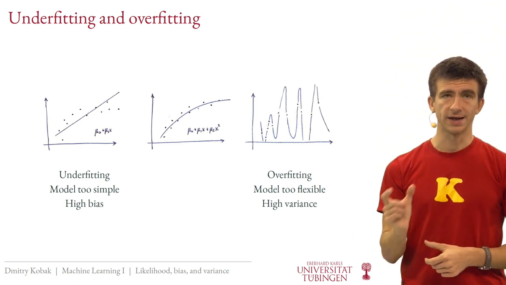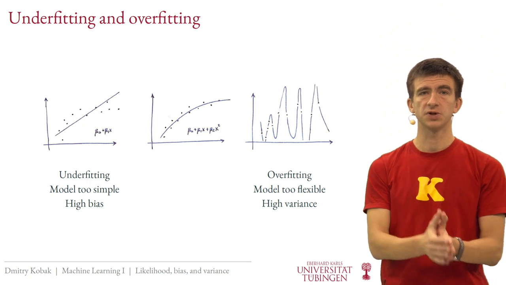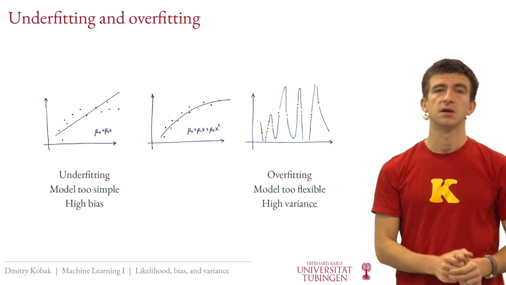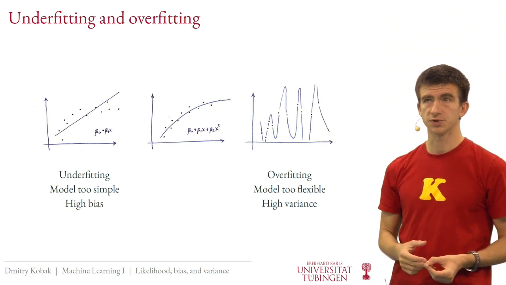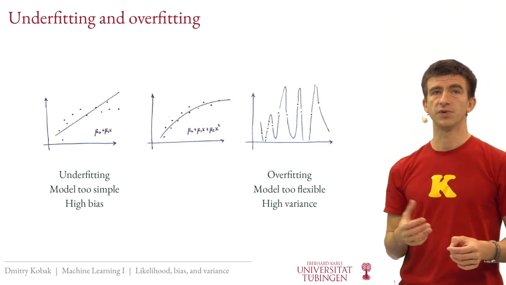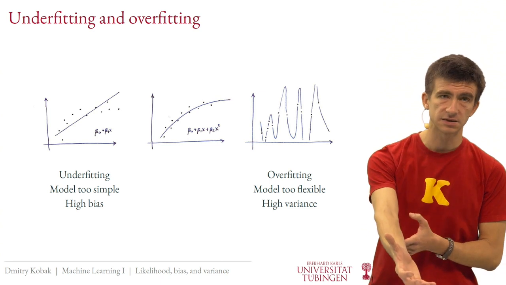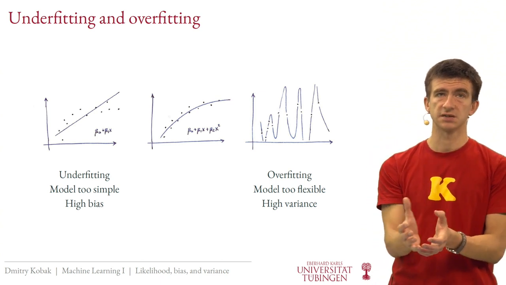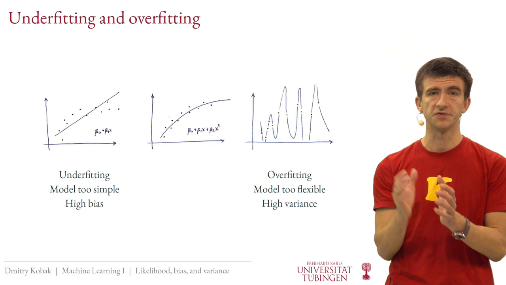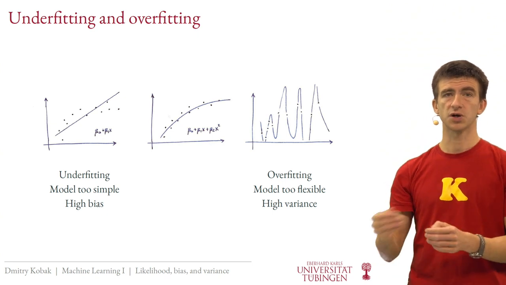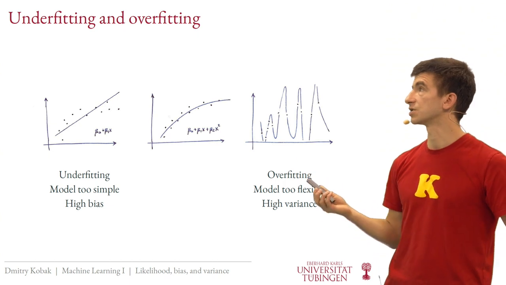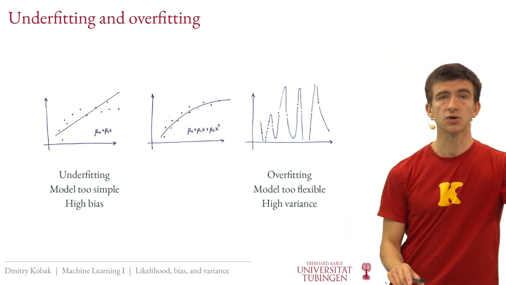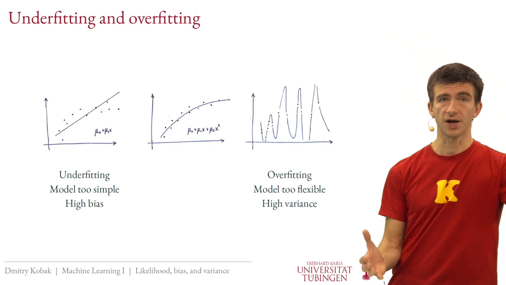So when I say too flexible, this means too flexible for the data that you have. It doesn't mean that it's in general too flexible. It's not so much a property of the model, it's a property of the model as related to the given data set. Our training data in this example is very, very small. So if your model is so rich that it can fit the entire training data, you can have a situation like that where you overfit. And this is also called a situation with high variance.